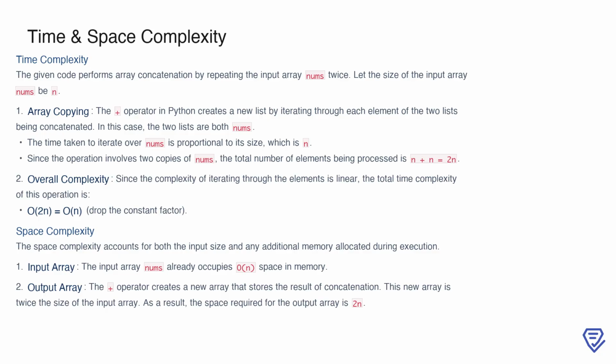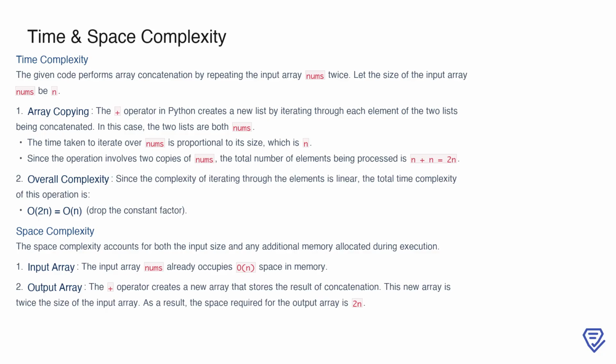Since nums has a size of n, iterating through it once takes O(n) time. Because the operation involves two copies of nums, the total number of elements processed is 2n. However, in big O notation, we drop constant factors, so the overall time complexity becomes O(n).